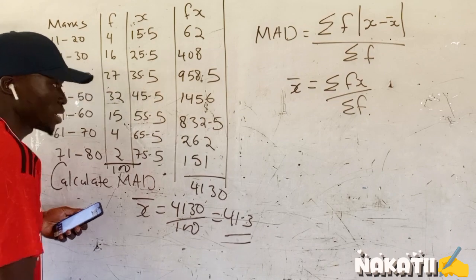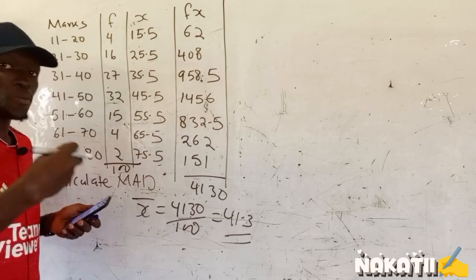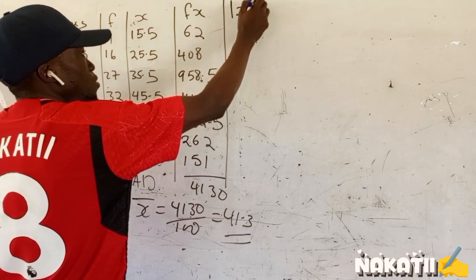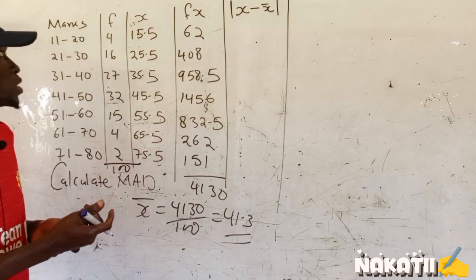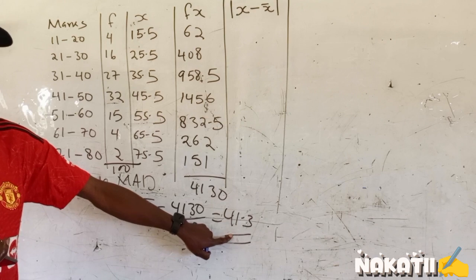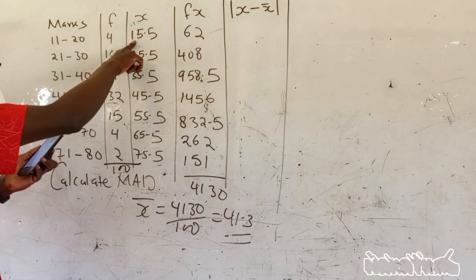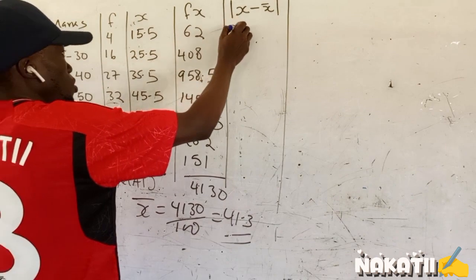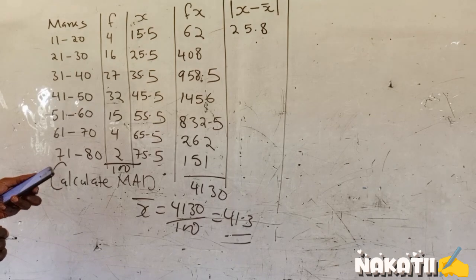After getting the mean, we deviate the mean from the values of x and we take the absolute value, meaning we ignore the negative. So I'm going to come up with a column of absolute values of x minus mean. We take 15.5 and subtract the mean, then take the absolute value. If it is negative, we ignore the negative. So 15.5 minus 41.3 gives 25.8 absolute.